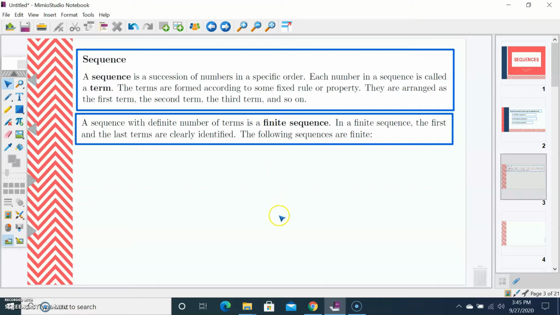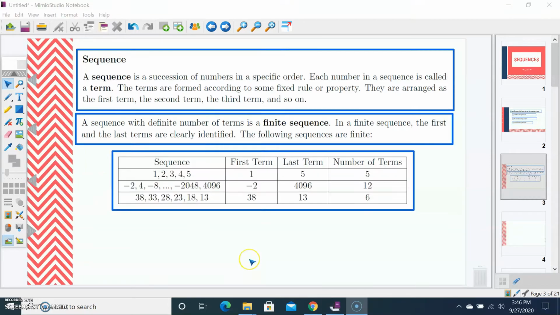So we have the following, which are examples of sequences that are finite. If you're going to take a look at the table that we have in here, on the first column of our table, we have the examples or the sequences. And then on the second column of the table, we have the first term. And then on the third column, we have the last term. And on the last column or the fourth column, we have the number of terms.